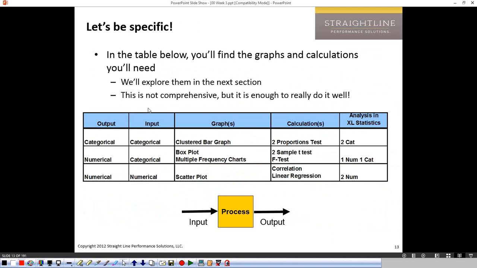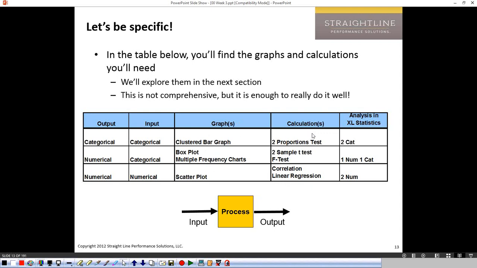This is not comprehensive, but it covers through one output and one input. And I tell you, if you can just get these down pat, you'll be ahead of 90% of the people out there. So this just tells you: what type of output do I have? What type of input do I have? What are the graphs that I could use? I've just put one in here, but there are a number that we're going to look at. And what are the calculations that we're going to be able to do.